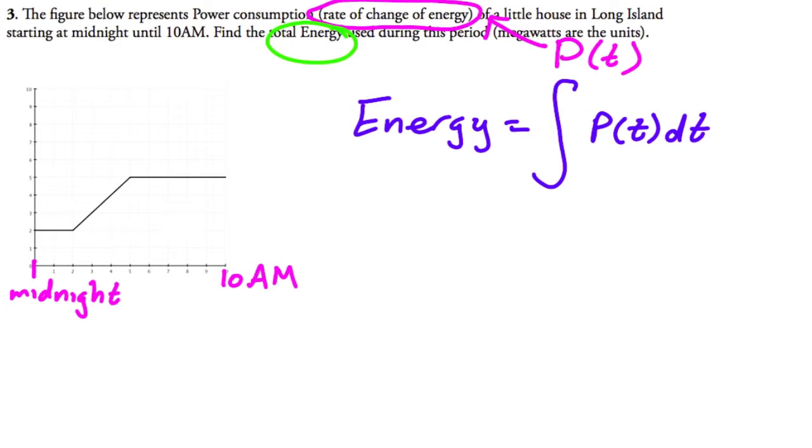Now, from where to where? From midnight to 10 a.m. Midnight we call 0, and 10 a.m. is going to be 10. So we're looking for the integral from 0 to 10 of P of t dt, which means we're looking for the area underneath the power curve.